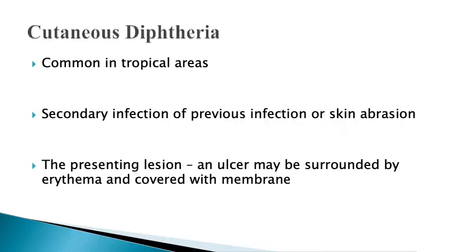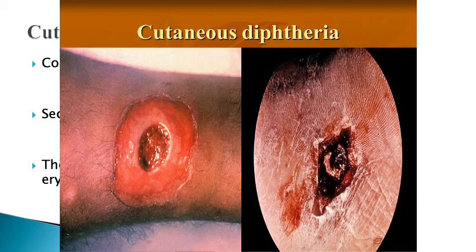Coming to the cutaneous diphtheria, it's most common in tropical areas and it may be due to secondary infection of previous skin abrasions or infection, and the presenting lesion, which is usually an ulcer, may be surrounded by an erythema and may be covered with membrane. This is the picture showing the cutaneous diphtheria.